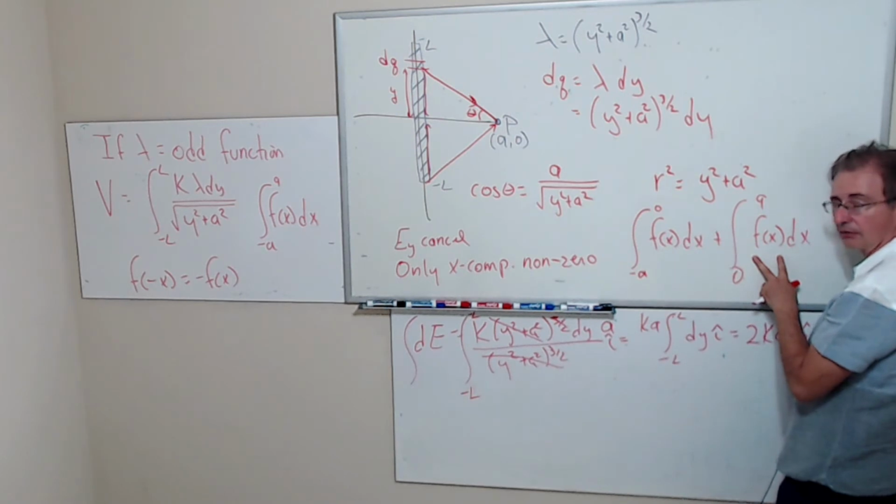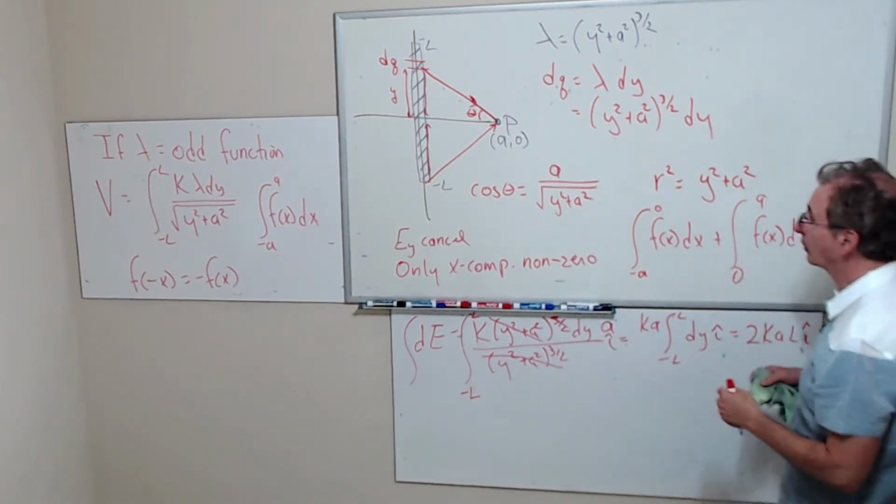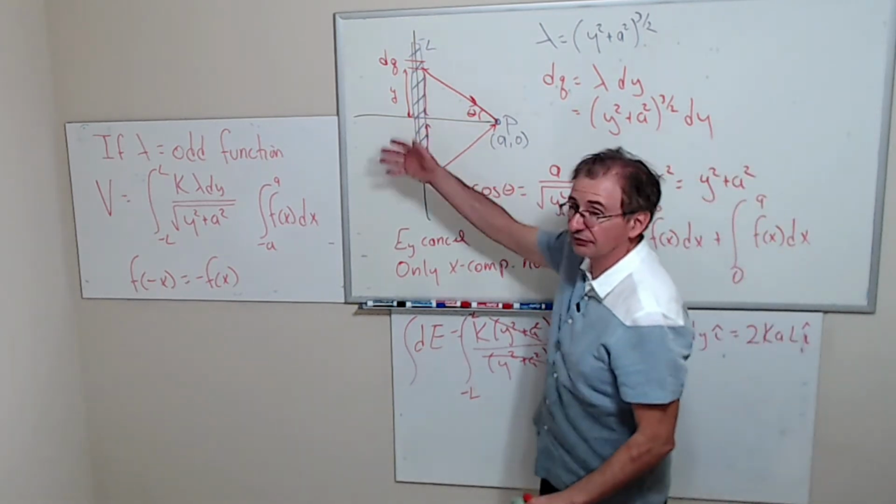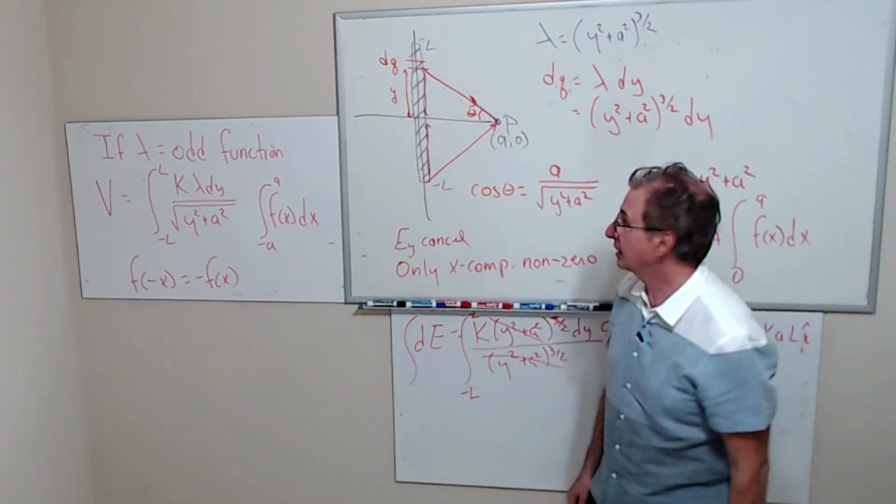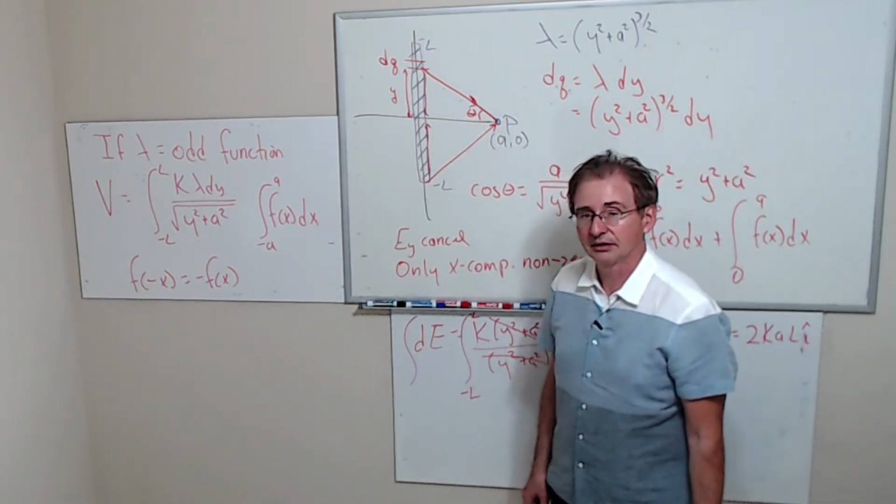And I'm going to get 0. Now, another way to look at it is, how much charge is this? If this function's odd, how much charge is in this rod? This rod has no charge.